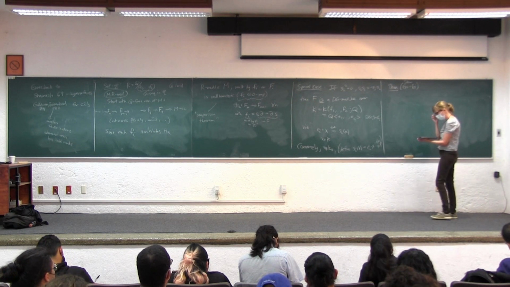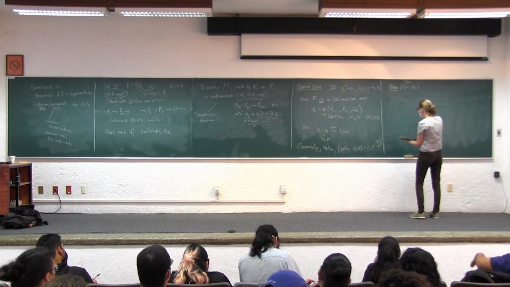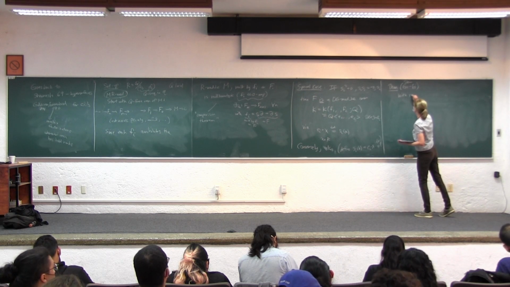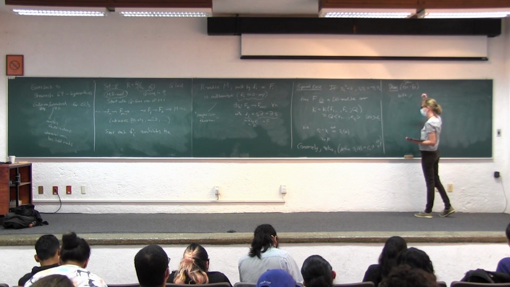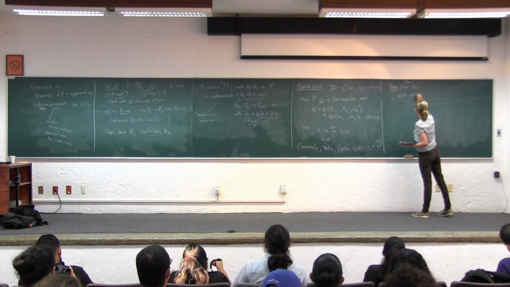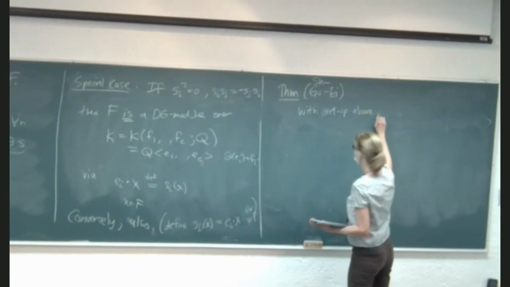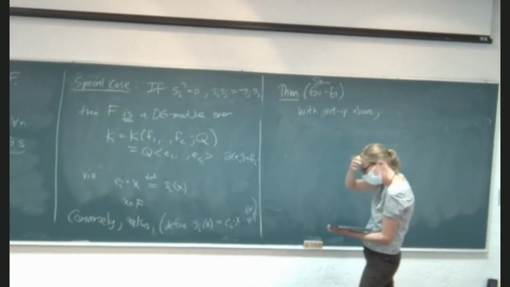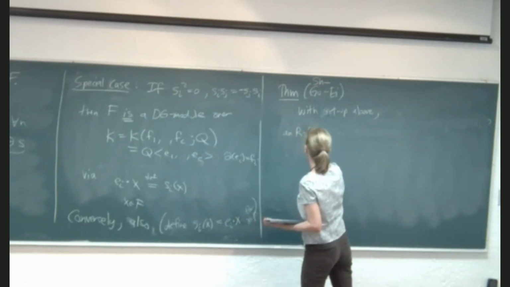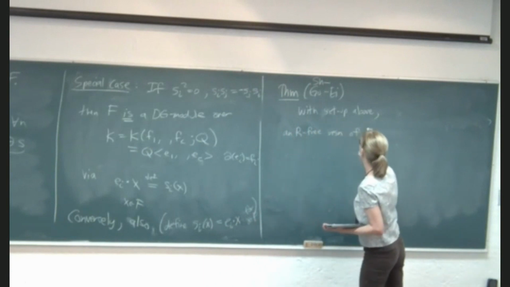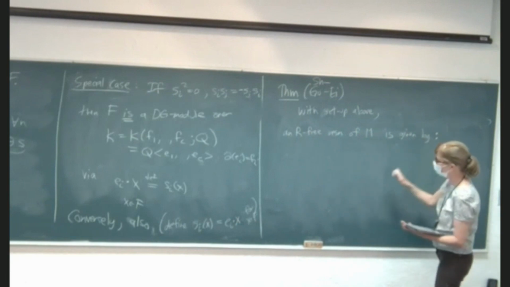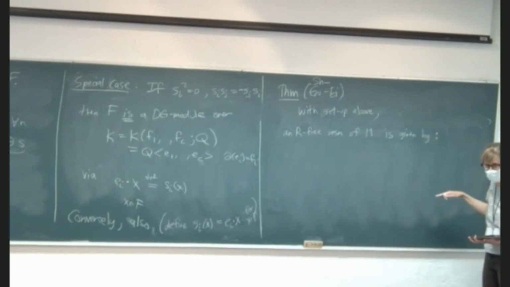Is that, with the setup above, we can make an R-free resolution of M. It's given by, and I'm going to write it all compacted instead of writing it as a complex. Okay?